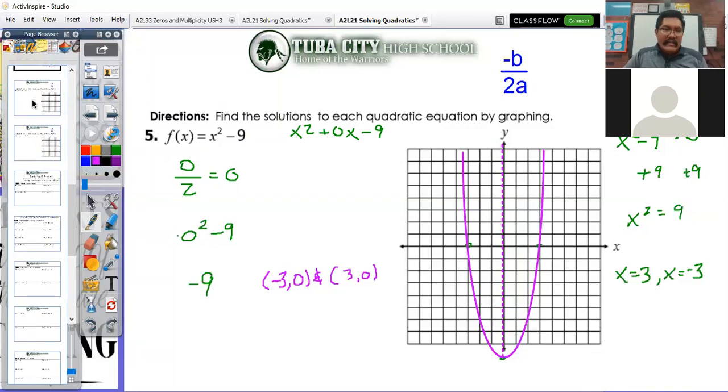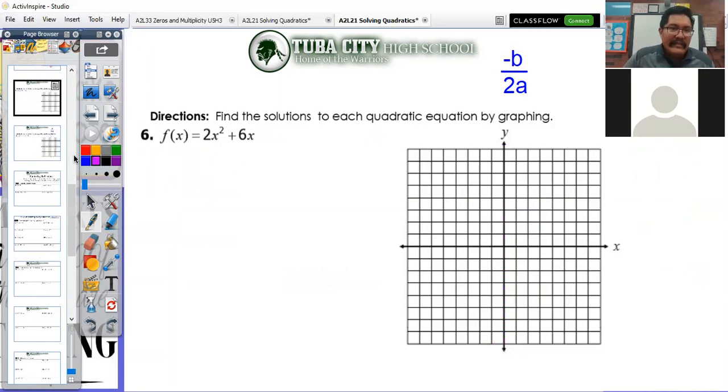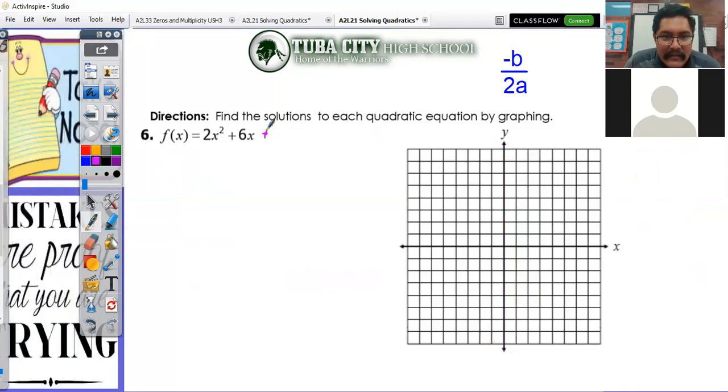Okay, now with this next one, we're also going to be missing another piece. We are missing the c value, which is going to be 0.